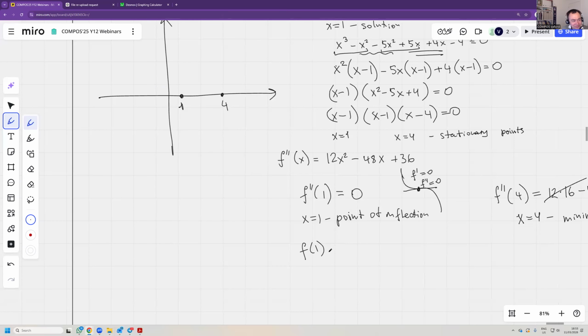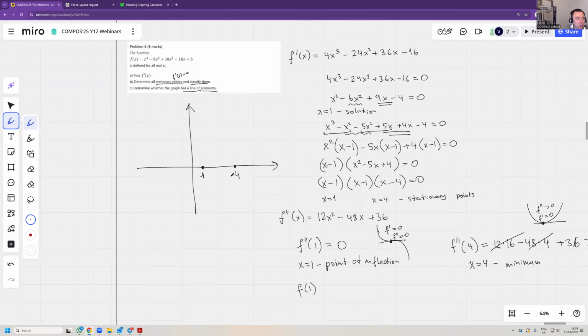So f of 1, you just need to find the value at 1, so the y value. So 1 minus 8 plus 18. I'm already dreading substituting 4 minus 16 plus 5, and that is 10 minus 6. Oh, it's actually 0. Oh wow, that's interesting. Okay, f of 1 is 0, so that's the point.